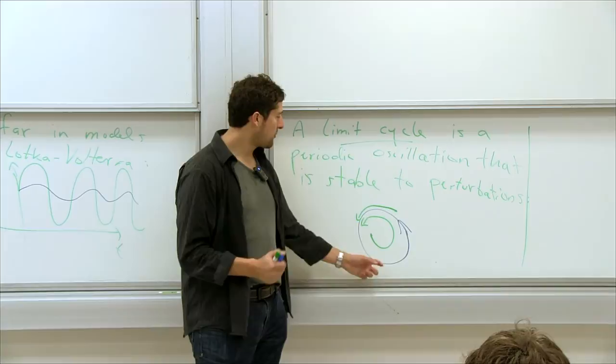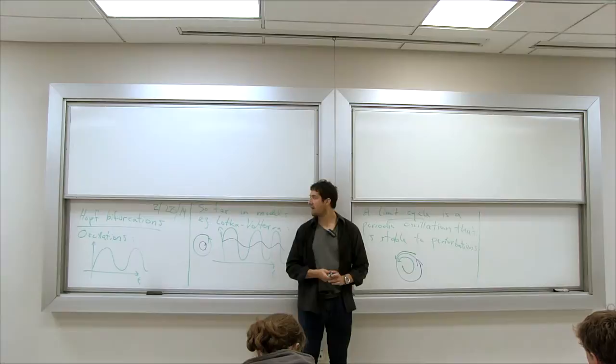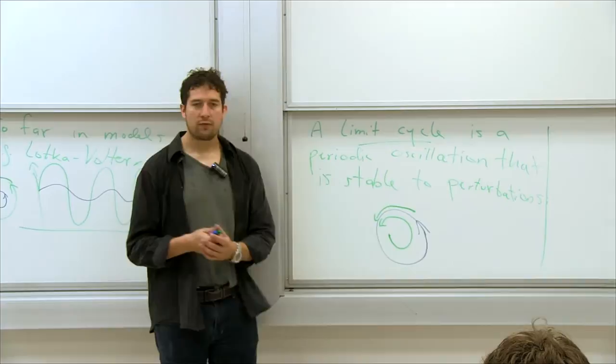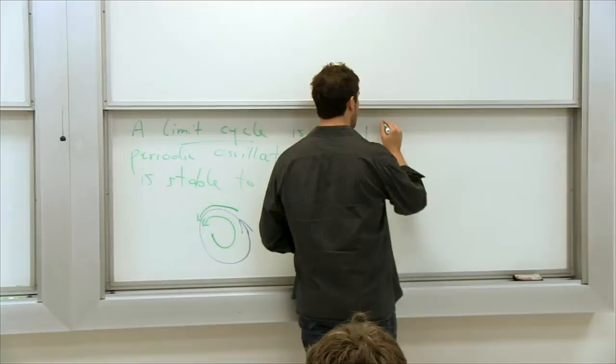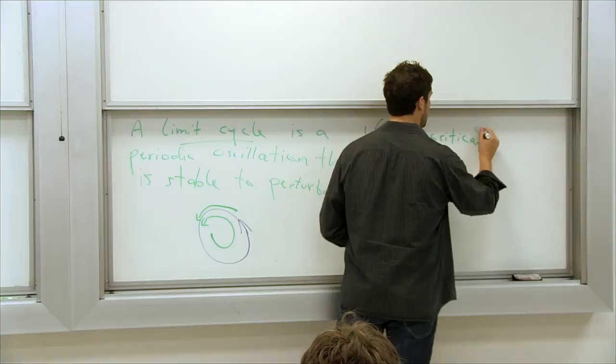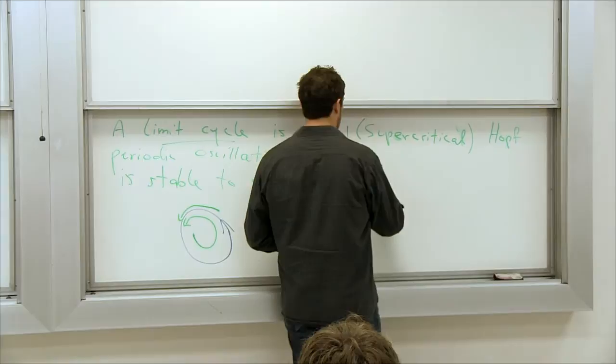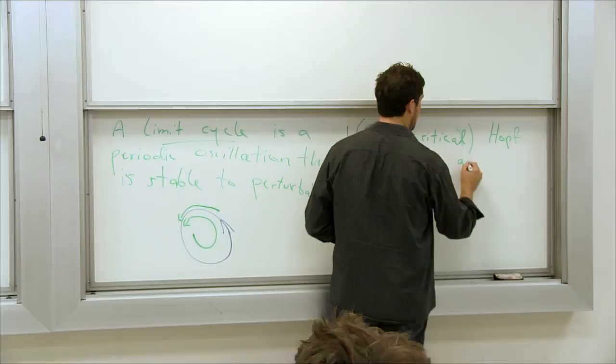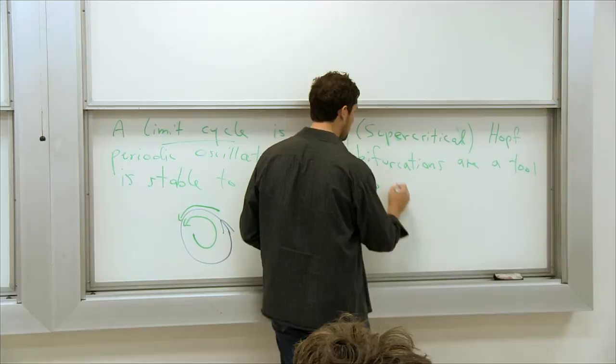These are the more biologically reasonable, the more biologically realistic ones. We would like to find mathematical tools to prove the existence of limit cycles. And that's where Hopf bifurcations come in. Okay? So it's a tool to prove the existence of limit cycles. Let me write it down. This is called supercritical Hopf bifurcations, and they are a tool to prove the existence of limit cycles.